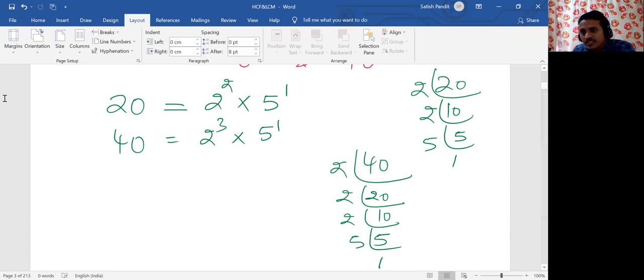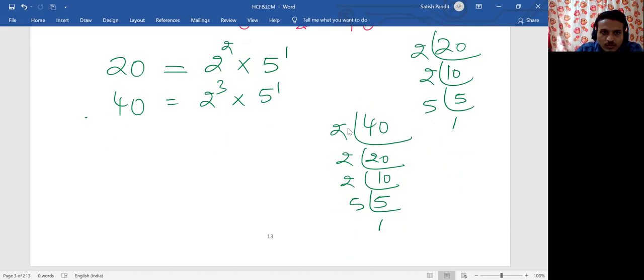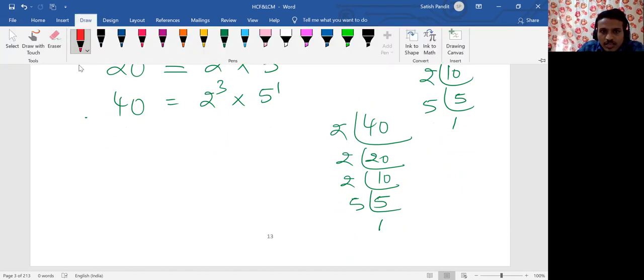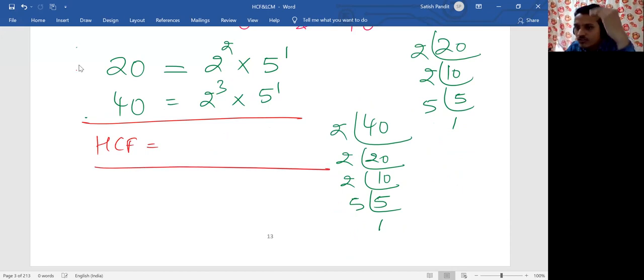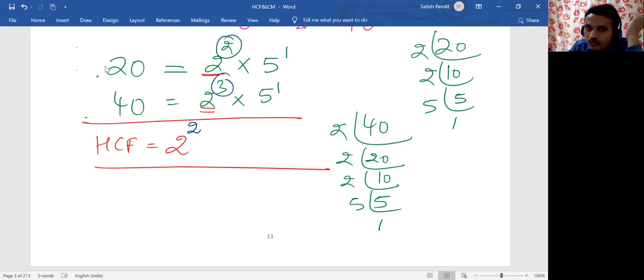Now see, what will be the HCF and LCM in this case? If you observe carefully, I told you in HCF, first of all, we have to see the common factor and we have to choose the lowest power of the common factor. You understand? What is the common factor? First of all, 2 is common, right? So write 2 and then choose the lowest power. What is the lowest power? 2 or 3? 2. So 2 to the power 2. Next, check whether there is any other common factor. Multiply. Now 5 is also common, right?